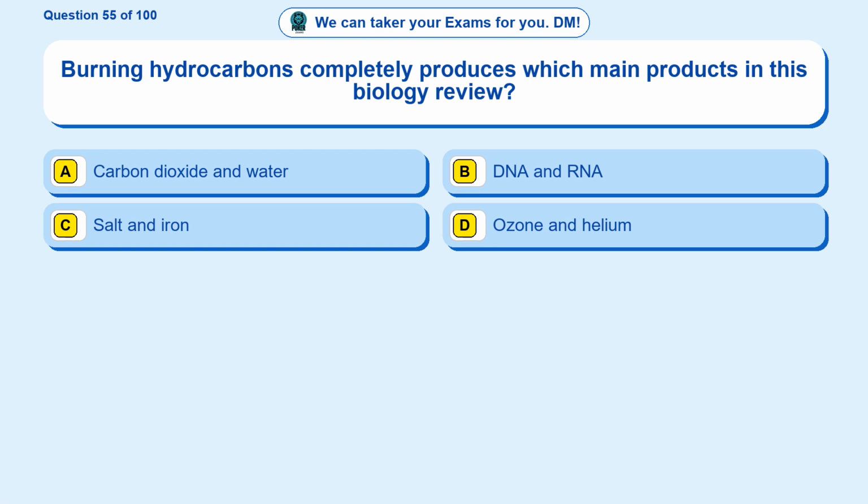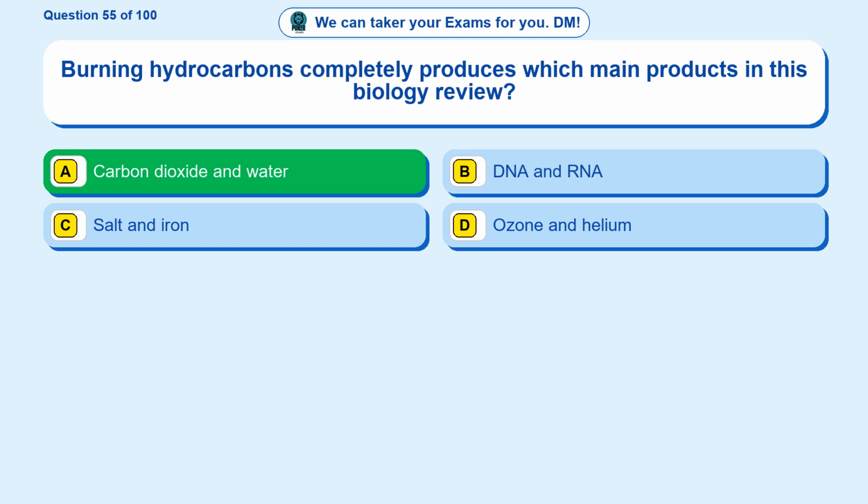Question 55. Burning hydrocarbons completely produces which main products in this biology review? Option A, carbon dioxide and water. Option B, DNA and RNA. Option C, salt and iron. Option D, ozone and helium. The correct answer is option A, carbon dioxide and water.